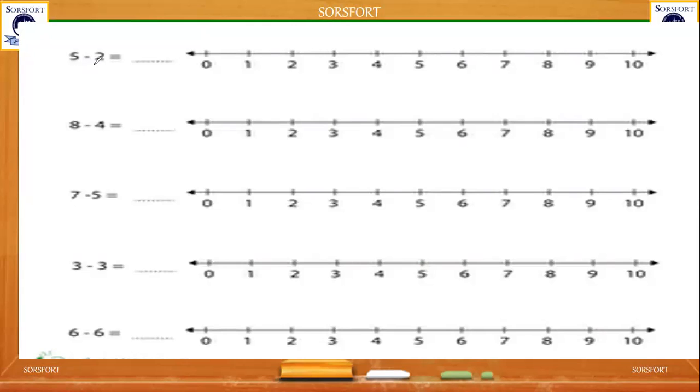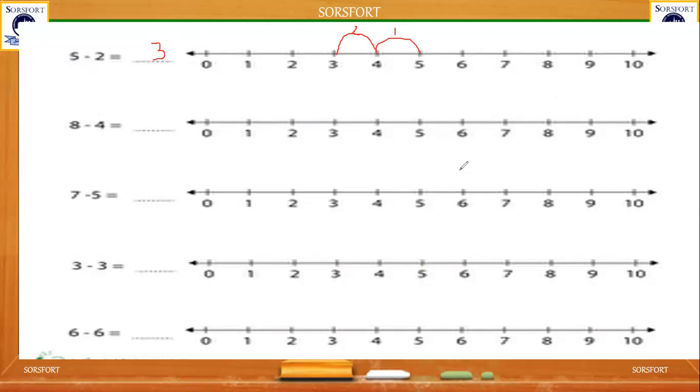5 minus 2. Here we have to subtract 5 minus 2. How many times? 2 times we have to subtract. From 5, one time we subtract, 5 to 4. Again, 4 to 3. 2 times over. In 5 minus 2, how many is this? 3. 5 minus 2, 3.